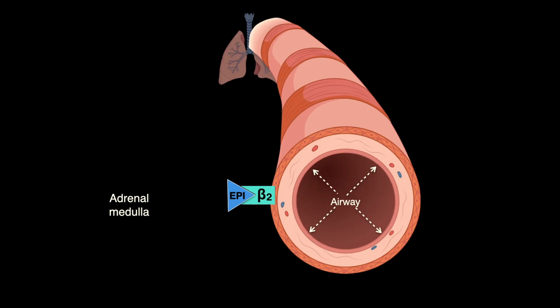So when epinephrine binds, the smooth muscle relaxes and these airways dilate. We call that bronchodilation.